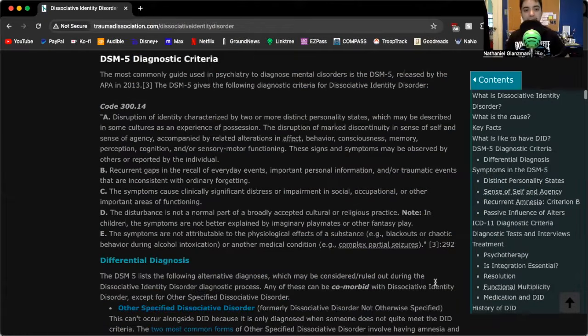We're going to go into the DSM-5 criteria and we're going to go over that, and I'm going to explain how this might look in a character that you write. So here's the diagnostic criteria.